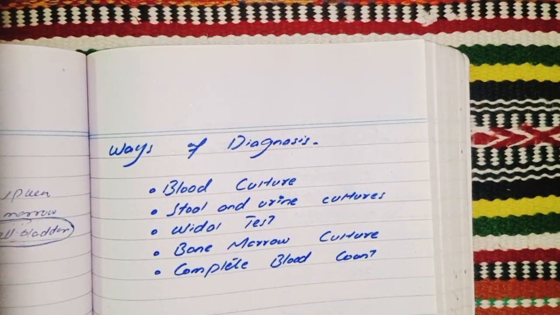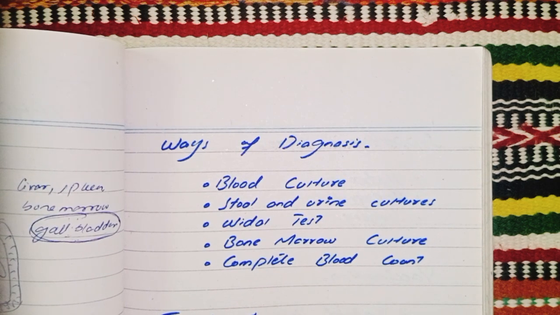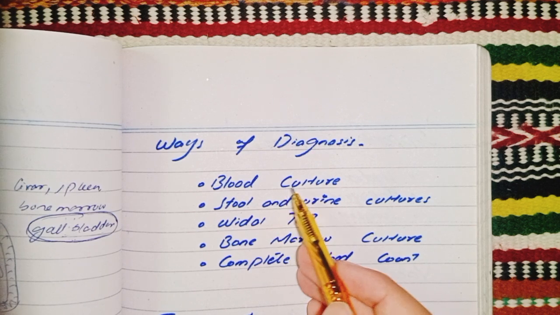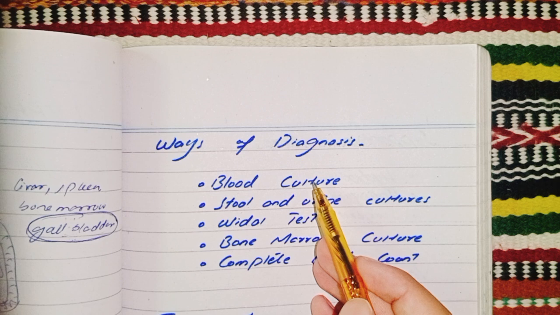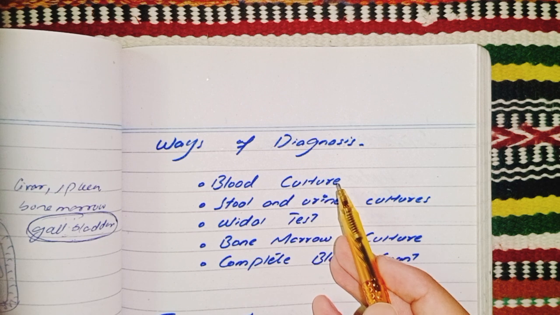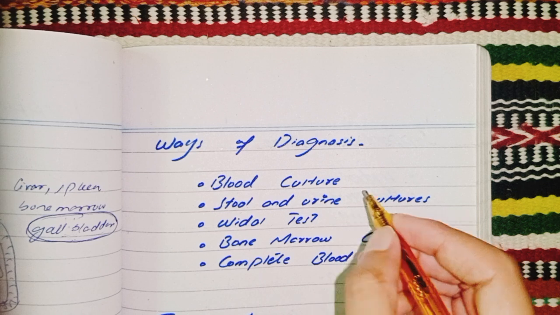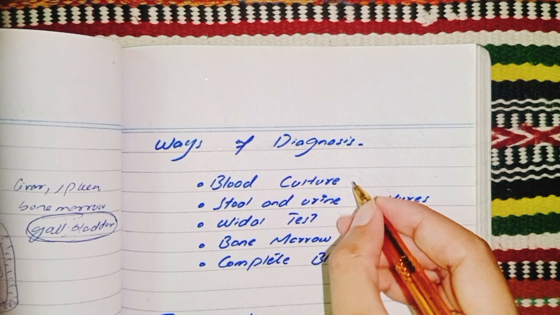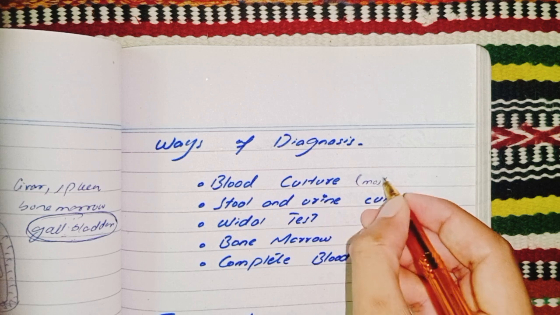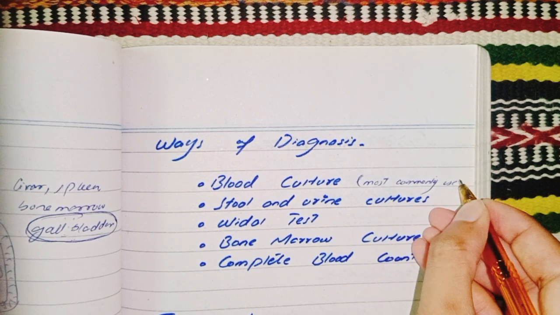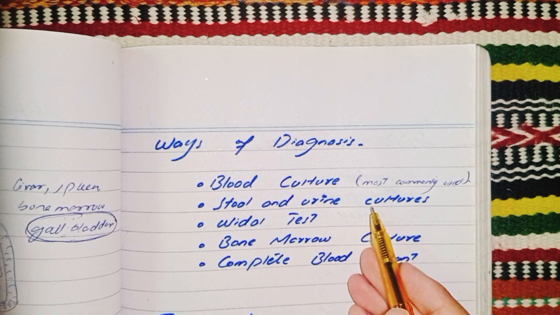Our next section is about the ways of diagnosis. These are the common ways for diagnosis of typhoid fever. First way is blood culture, the most effective test, especially during the first week of illness, as it can isolate Salmonella typhi from the blood. Okay, this is the most definite, most common use.